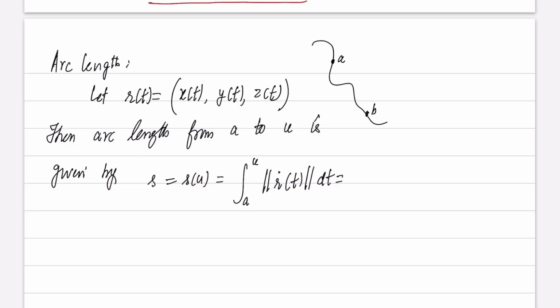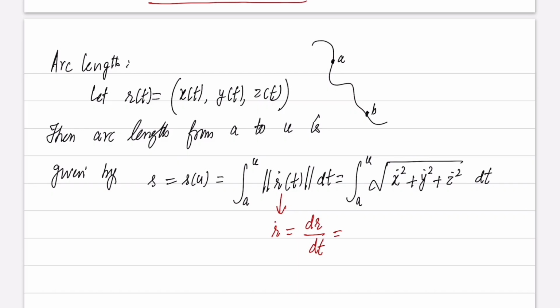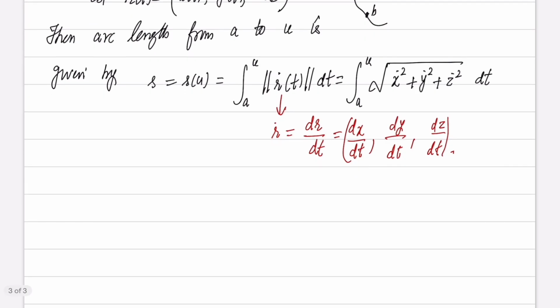Now we know that the norm of r dot can be expressed in this form. So this is the integral from A to u of the square root of x dot squared plus y dot squared plus z dot squared dt, where the dot denotes the derivative with respect to t. So this r dot means dr by dt, and this dr by dt can be expressed as dx by dt, dy by dt, and similarly dz by dt. So that's how we evaluate the arc length of a curve.